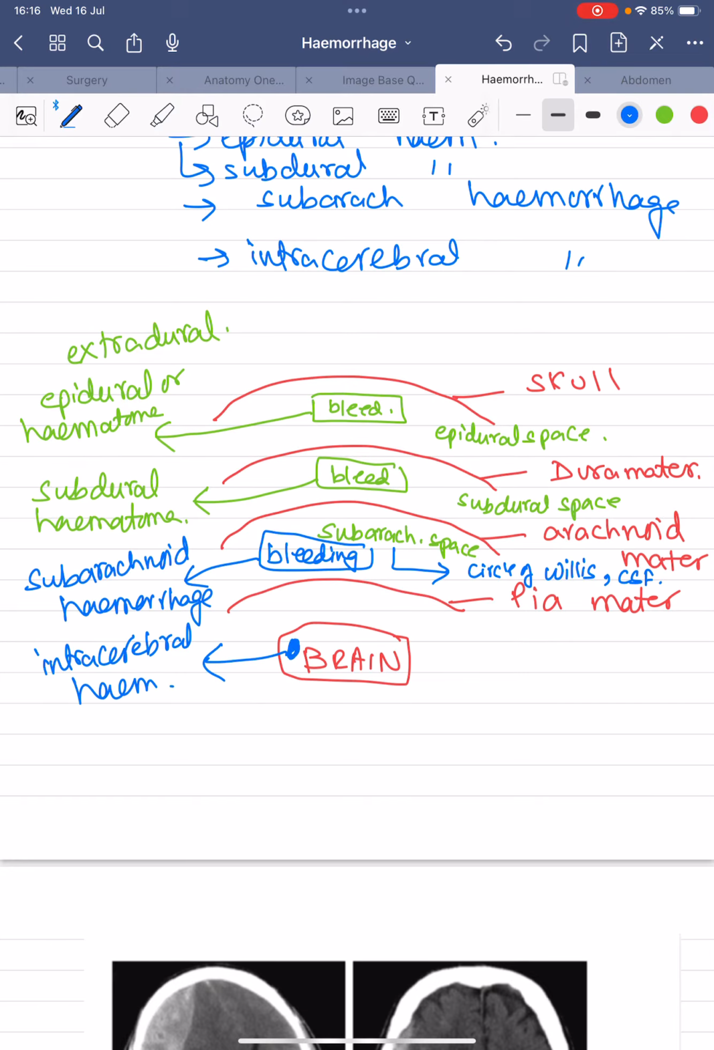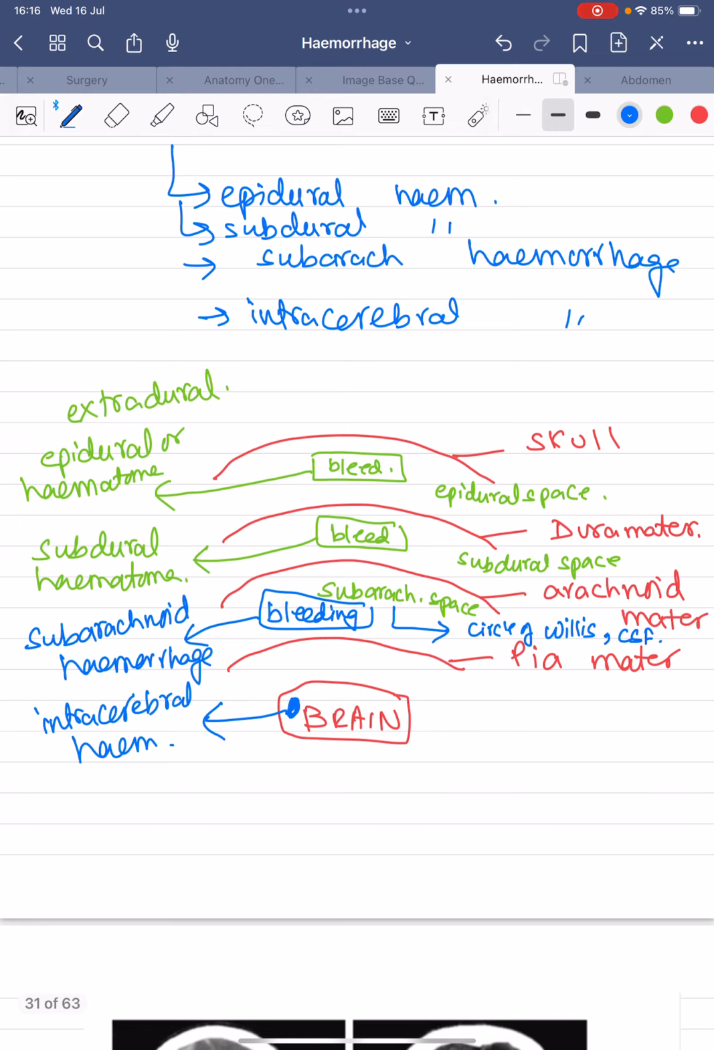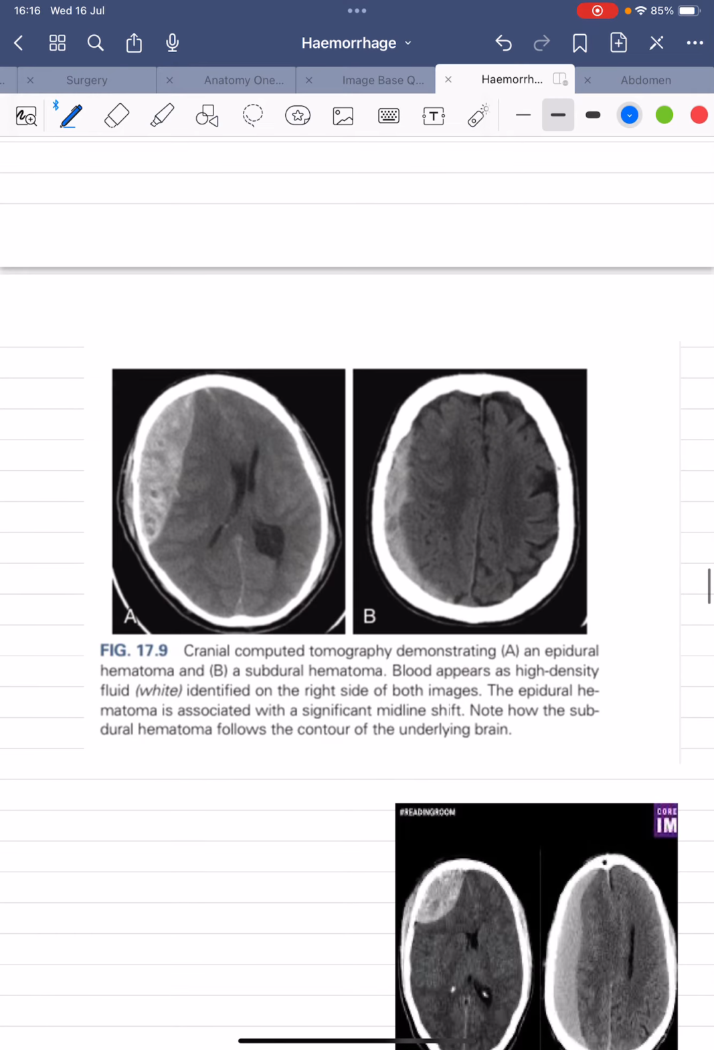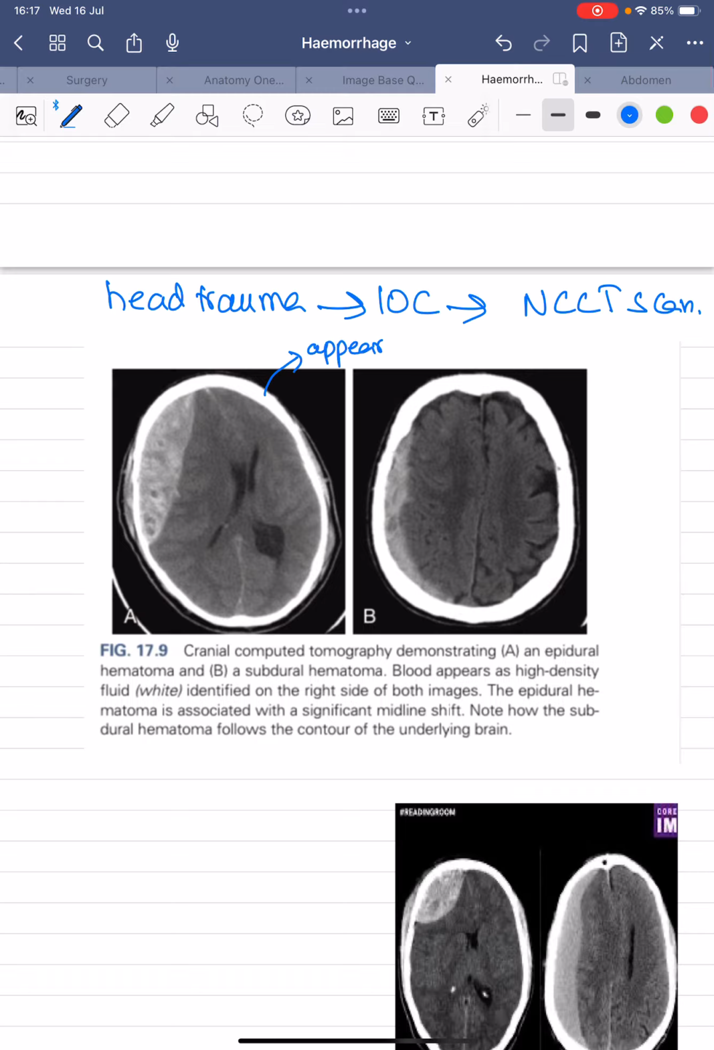So how can you understand this? If you understand this diagram, then you are never going to make a mistake. Now see this diagram, I have taken directly from Bailey. Whenever a patient comes to you with head trauma or injury, the investigation of choice is non-contrast CT scan. How will you know that this is a CT scan? The skull bone will appear white. If the skull bone appears white, it is a CT scan. If it is not white, but grayish or another color, then it is MRI. So this is a CT scan image.